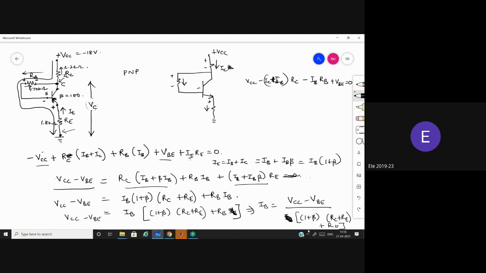So now is the equation correct? VCC minus VBE divided by 1 plus beta RC plus RE plus RE. Correct. Yes, sir. Okay. Now we need to substitute the values whatever we have got. So now see VCC we have got minus 18.